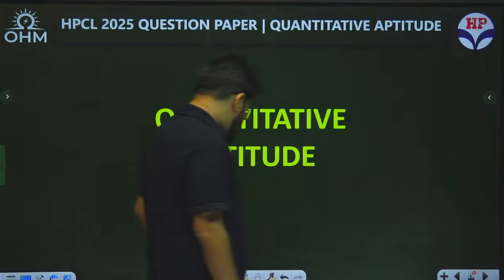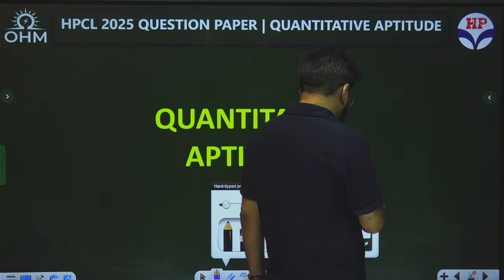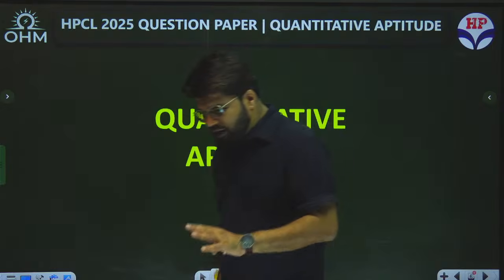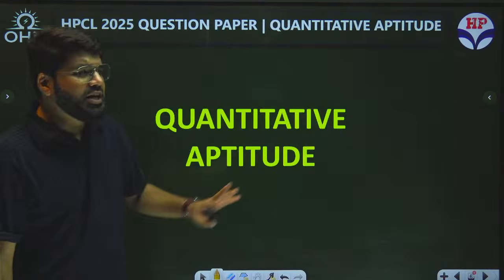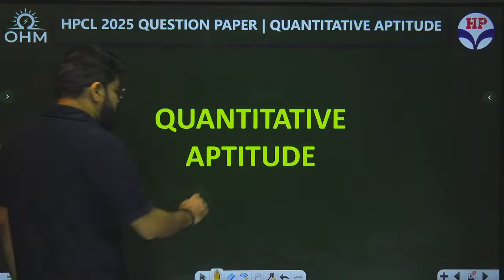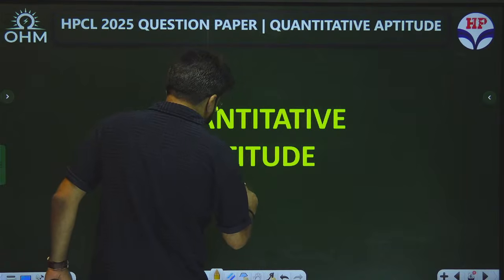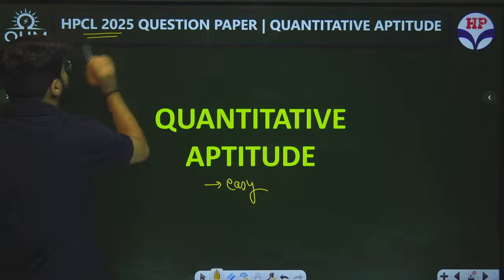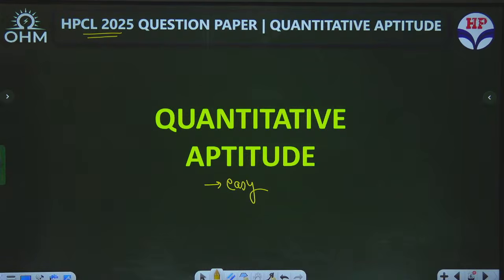Now let's get started. As I told you, we'll discuss both quantitative aptitude and intellectual potential. The paper level last year was pretty easy, especially as far as quantitative aptitude was concerned. As you are able to see, we are going to discuss all these 2025 previous year questions. It was very easy.